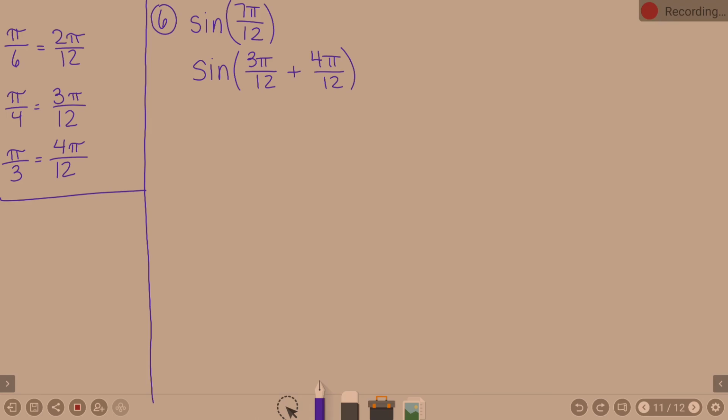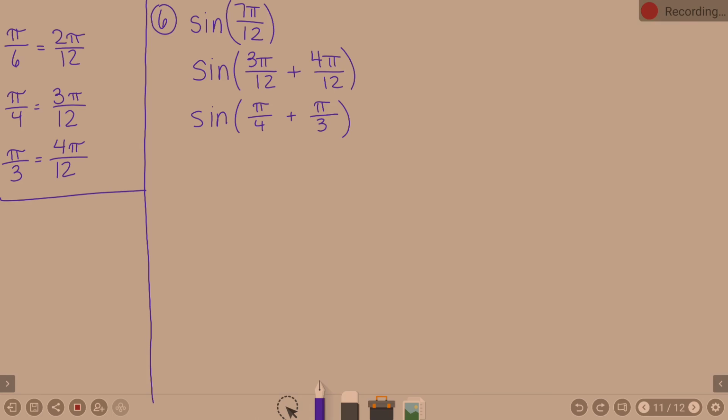Now, we don't think of those angles as 3 pi over 12 and 4 pi over 12, though. 3 pi over 12 reduces to pi over 4. 4 pi over 12 reduces to pi over 3. So yes, you could have started with just pi over 4 plus pi over 3 once you make that realization. I'm just trying to show the connection.